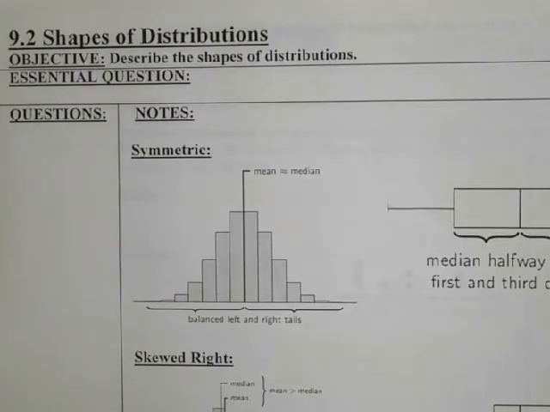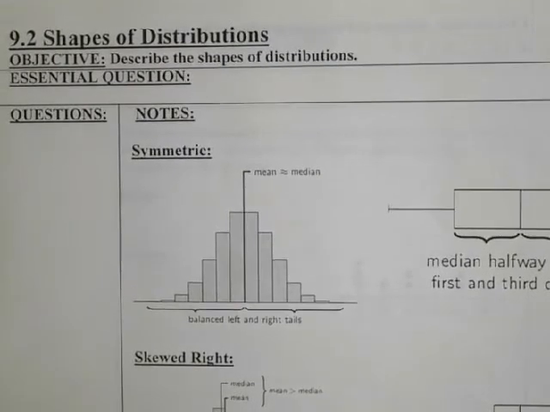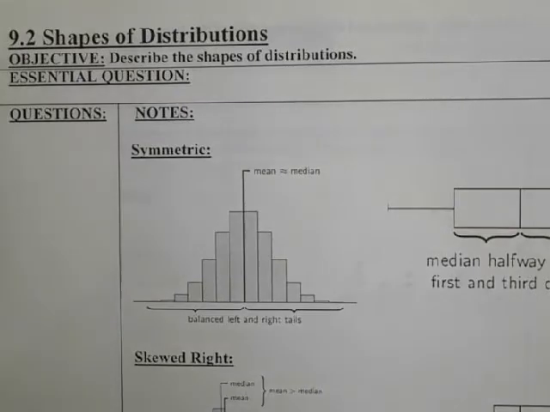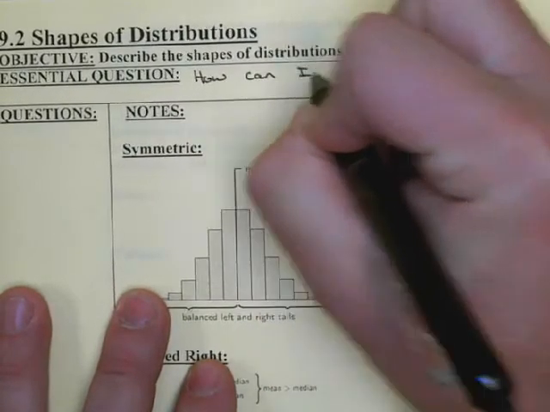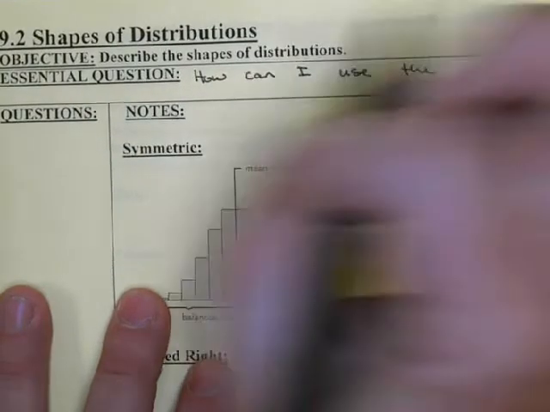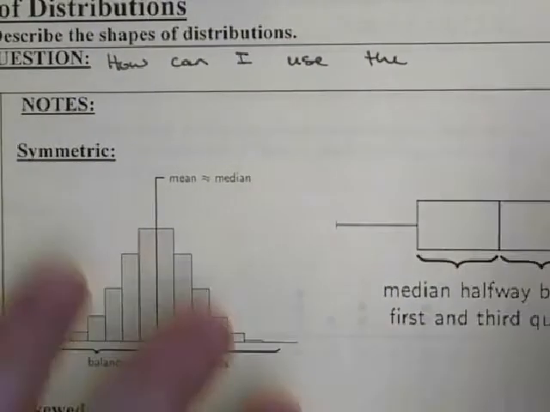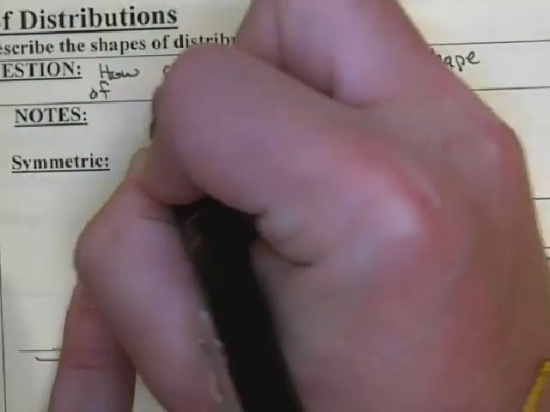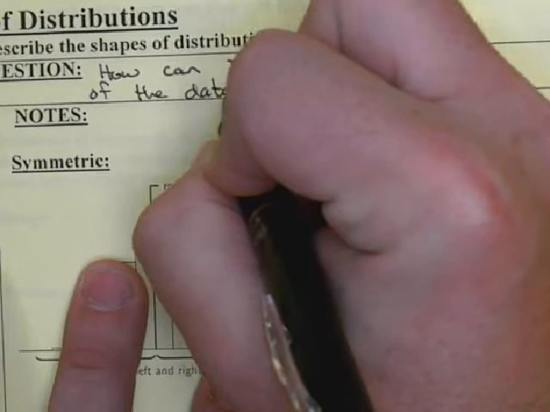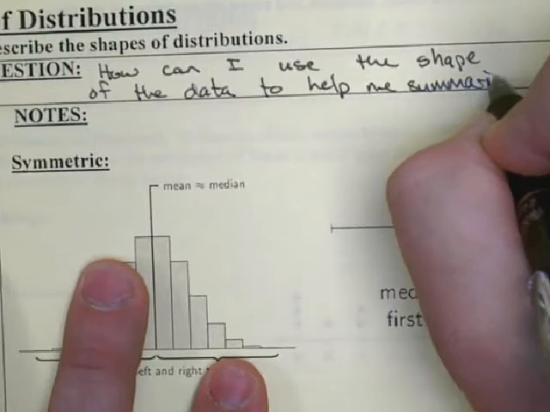In this video, we're going to discuss the shapes of the distributions of data and discuss what summary statistics best go when looking at a particular shape of data. So our central question today will be, how can I use the shape of the data to help me summarize it?